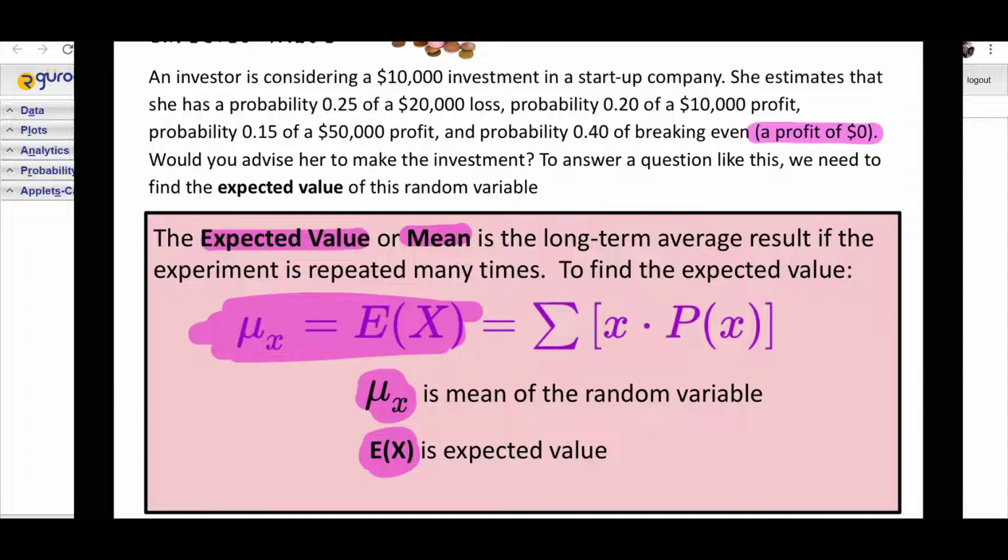And how do we do this? There is a formula. We can also use technology. The formula is kind of two pieces. It takes two steps. So first, you're going to multiply each random variable times its corresponding probability. And once you get those products, then you are going to add them together. So it's the sum of x times p of x.